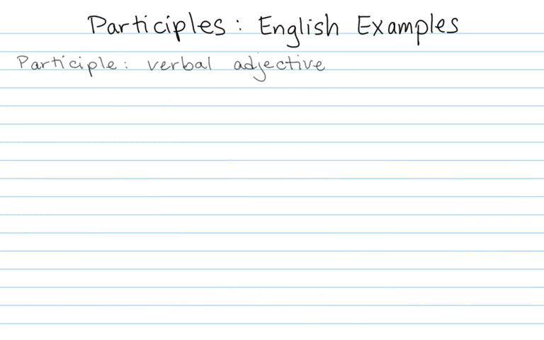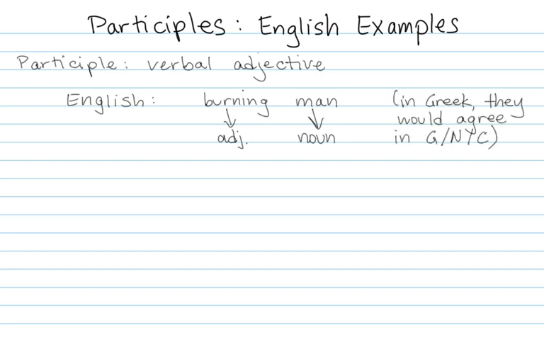So let's talk about what it means, starting with some English examples. Reminder, it's a verbal adjective. So I'm giving an English example, burning man. Burning is an adjective. It tells us more information about the noun man. As an adjective, it modifies man. If these things were in Greek or Latin, they would have to both have the same gender, number, and case endings. That doesn't mean the endings would look identical because they might be different declensions, but the endings for both must show the same gender, number, and case.